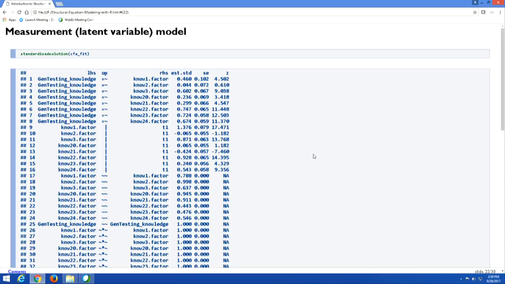The correlation for the second variable is only 0.04, with a z-value of 0.6. That's not significant. That suggests that that variable does not tap into this construct. And so we might want to modify the model.